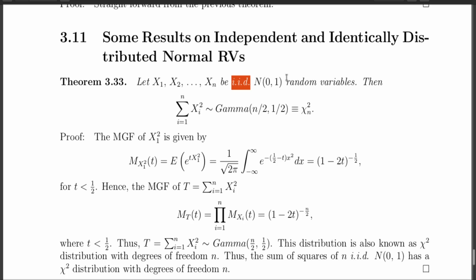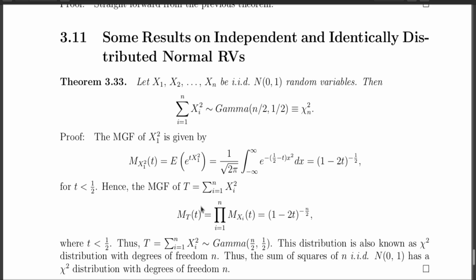So now how can I prove this one? I will come back to what this distribution is, but first let us try to prove that summation xi square follows gamma with parameter n by 2 and half. I can prove this using the moment generating function. Finally, I need to find the moment generating function of T, where T is nothing but summation xi square.